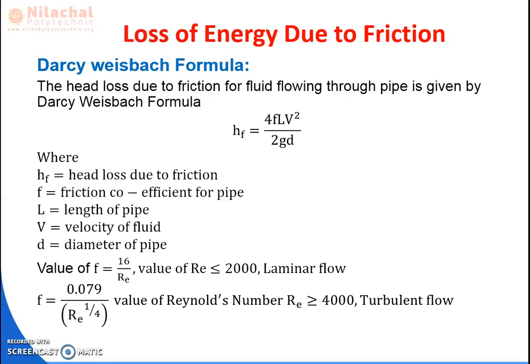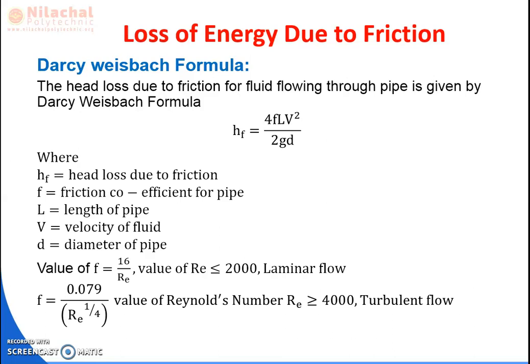We have already studied what the losses in a pipe are. They are broadly classified into major loss and minor loss. In this video, I am going to explain how the loss of energy takes place due to friction in the pipe. The loss of head due to friction in a pipe can be determined by using two formulas. One is the Darcy-Weisbach formula, another is Chezy's formula.